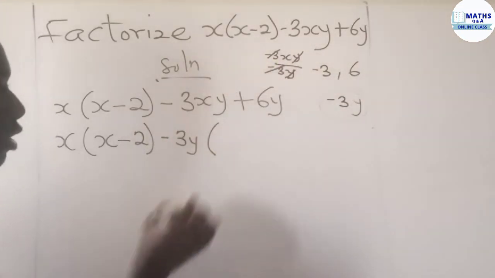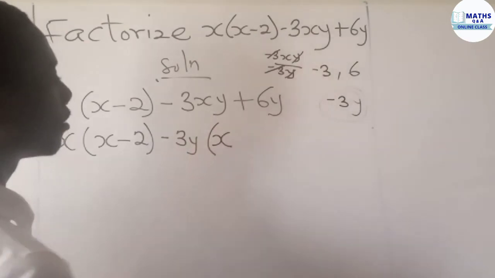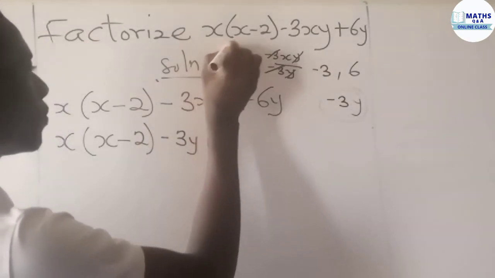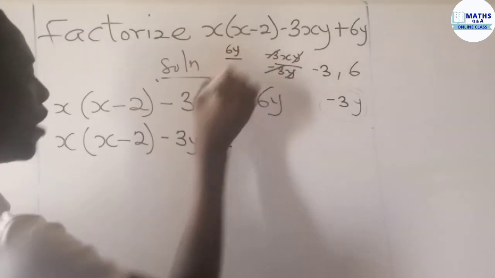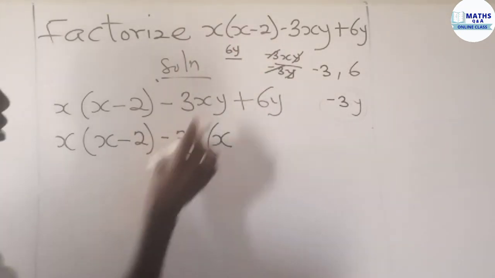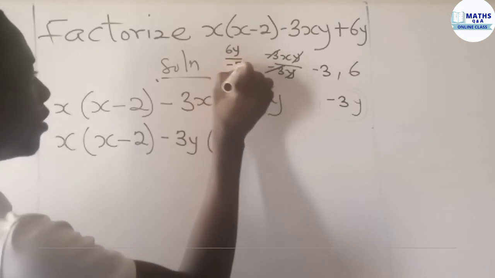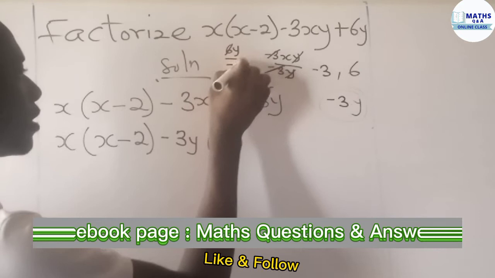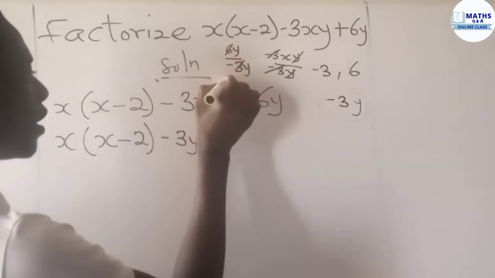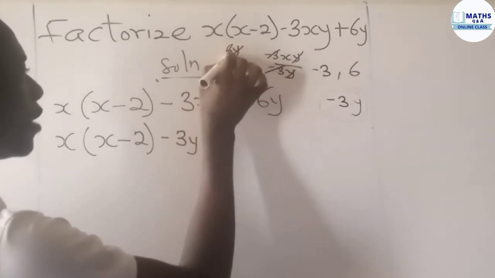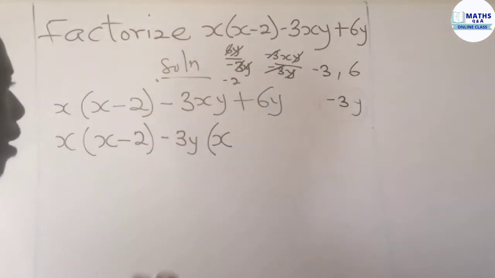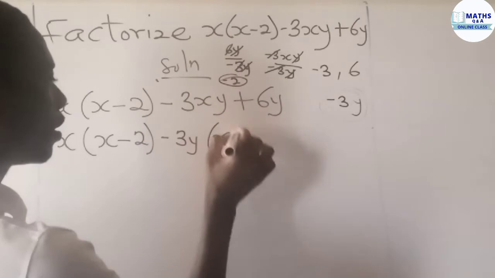Now it will be left with what? x. Okay, now we come here. We have positive 6y and we are dividing by the factor, which is negative 3y. So 6 divided by negative 3 will give us negative 2, and then y divides y gives 1. 1 multiplied by a number is the same number. So it will be left with negative 2.